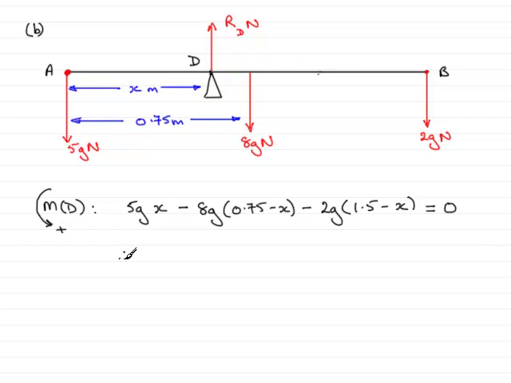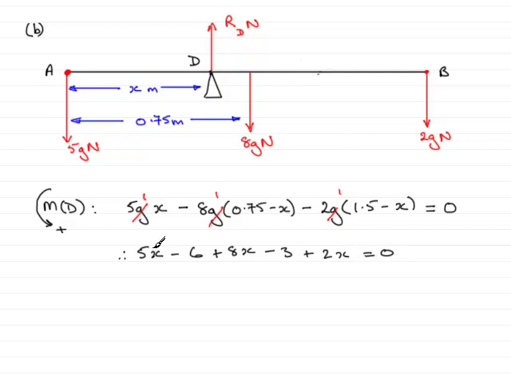So all we need to do now is just simplify this. I notice that I can divide through by g because it's in each term. That simplifies that part. So I've got 5x. Multiplying this out, we have 8 times 0.75, so that's going to be a minus 6. Then we have the minus 8 multiplied by minus x, that's plus 8x. And then minus 2 times 1.5, so that's minus 3. And finally plus 2x, and that equals 0.